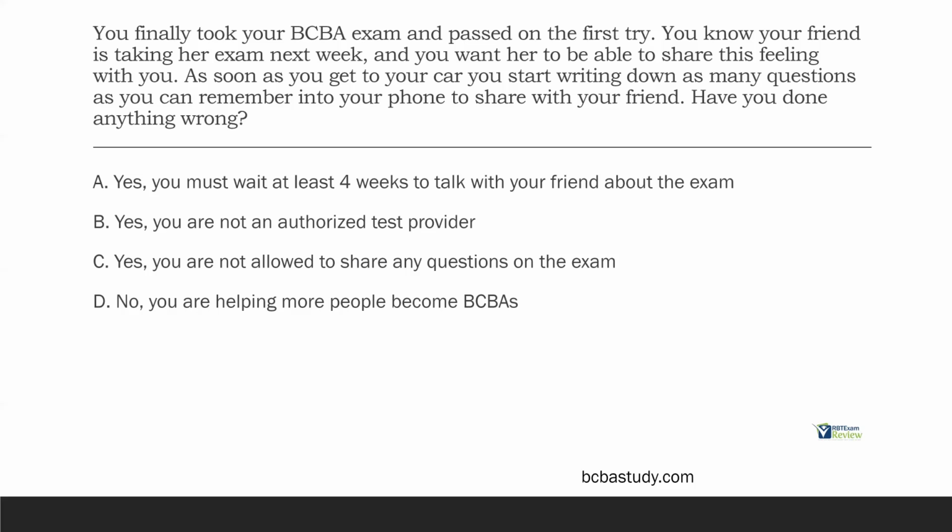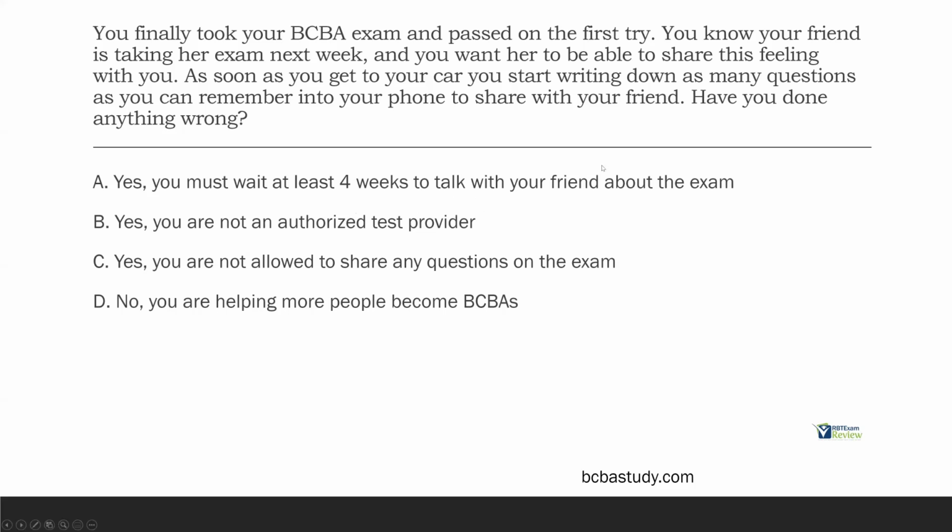Okay. You certainly cannot share them with other people. They're the property of the board. Highly unethical. Have you done anything wrong if you leave the exam, run to your car, type out as many questions as you can, and then share them? A, yes, you must wait at least 4 weeks to talk with your friend about the exam. Now, there's nothing in the code and the rule book and the handbook that gives any time frame about talking about the exam. What you can't do is go down a list of questions you remember and break them down together. You can talk about the exam, but you can't reveal any information specific to the exam you took.